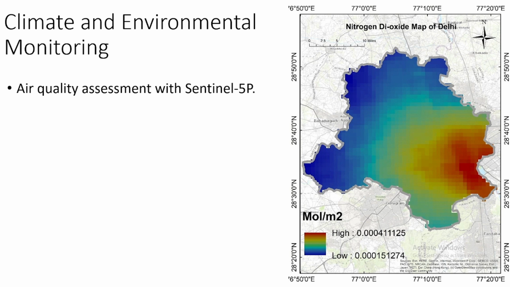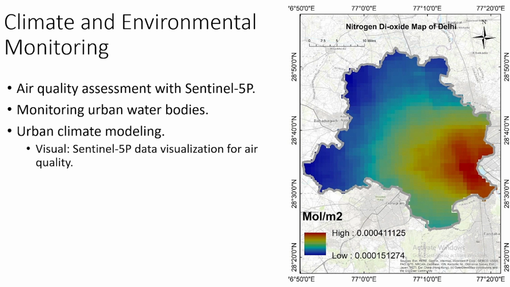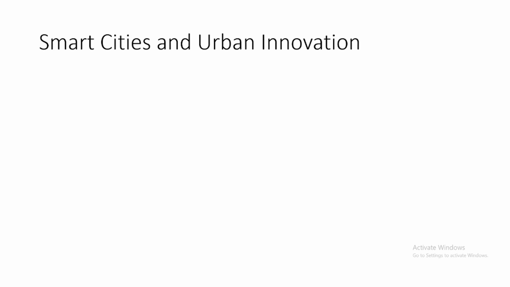So this type of thing we can also monitor using remote sensing for the urban, or monitoring the urban water bodies. Urban water bodies where there is highly polluted water, we also map this, and also urban climate modeling. Okay, so urban climate modeling is also possible using the remote sensing technique here. Then smart cities and urban innovation.